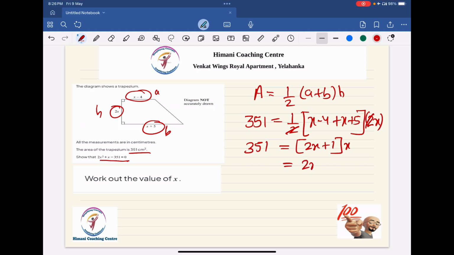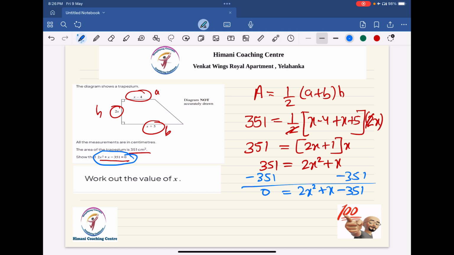Now x into 2x is 2x square, x into 1 is x, and this is equal to 351. Since we have to bring 351 to the other side, let us do that on both sides. So we get 0 equals 2x square plus x minus 351. Okay, which is what we are supposed to prove. Now we have to find the value of x. Again, let us quickly write what is a here. A is 2. What is b? That's 1. And what is c? Minus 351. Again, we are going to use the same formula.